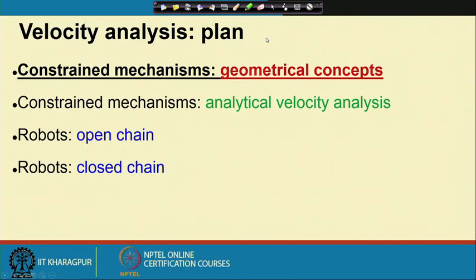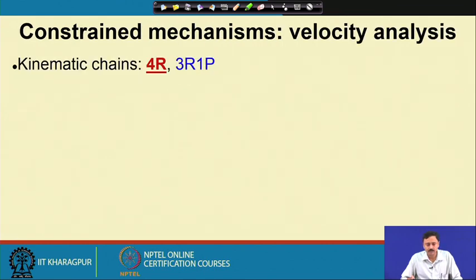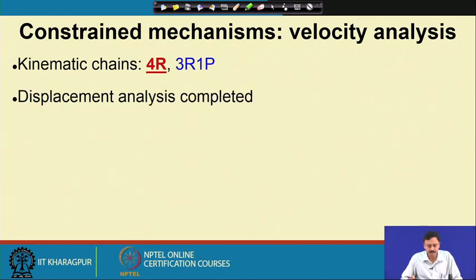Now, our plan to study velocity analysis: we are continuing with our constrained mechanisms and geometric concepts. Later on we will move to analytical velocity analysis and subsequently to robots. In this lecture we are going to look at the 4R kinematic chain. We will assume that the displacement analysis is completed. In other words, I know the configuration of the mechanism. This is a very important point.